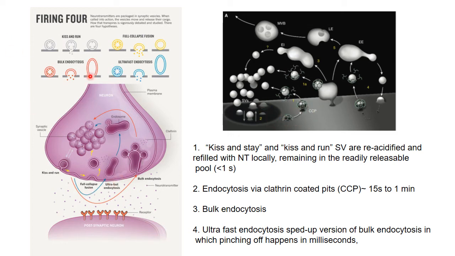And again, these different mechanisms of vesicle recycling differ in how long they take. Kiss and run and kiss and stay are really quick. This happens within less than 1 second. Clathrin-coated pits take 15 seconds to 1 minute. So it's a little bit longer. Bulk endocytosis is the slowest one, but the ultra-fast one can be in the milliseconds.